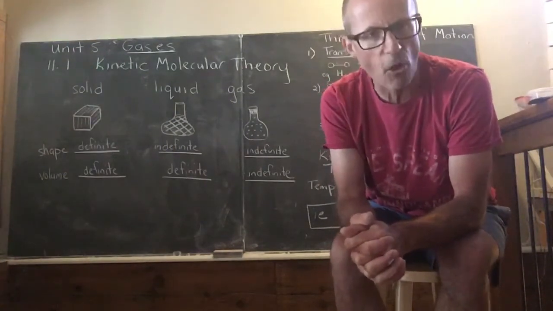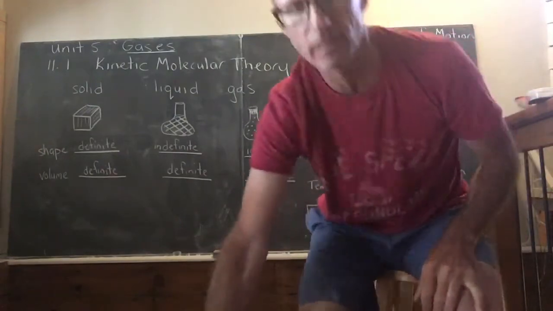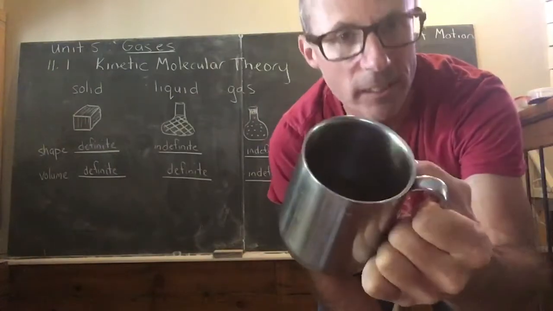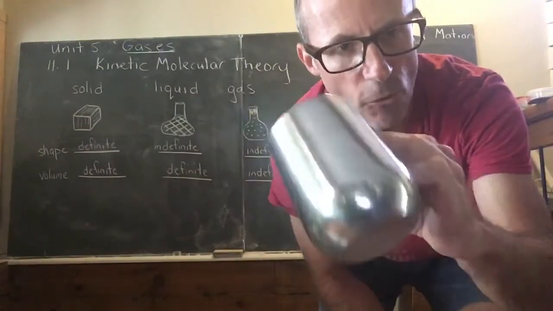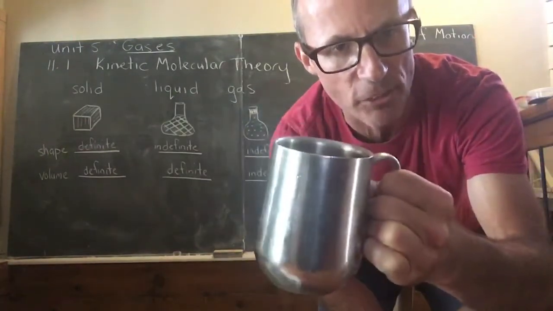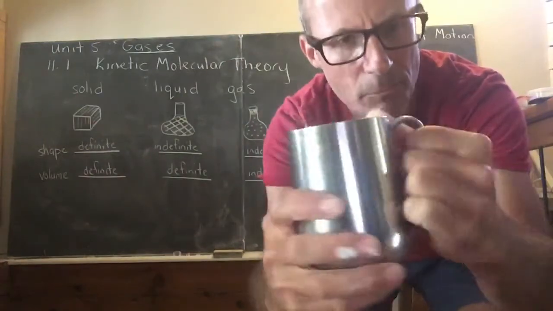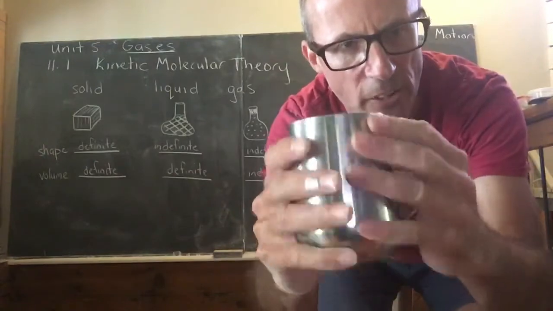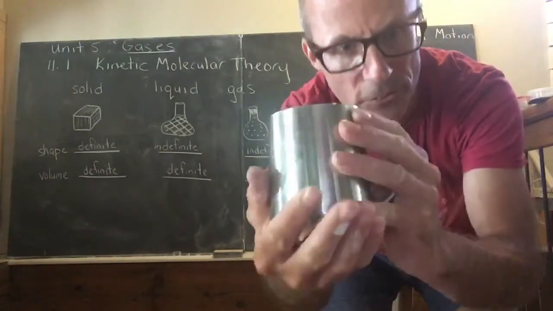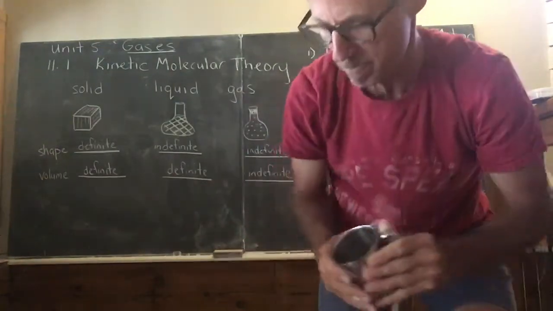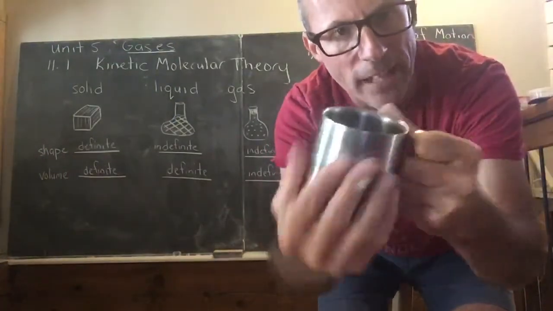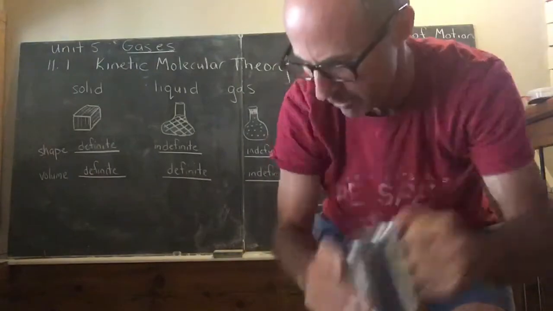Let's take a look at solids first. Well, this is my handy dandy Lee Valley coffee cup made of stainless steel, and of course it tends to have a definite shape and definite volume because the particles in this coffee cup are very close together and highly ordered. So this is true for solids. It can be expanded a little bit when you heat it, but that expansion is quite minor in nature.